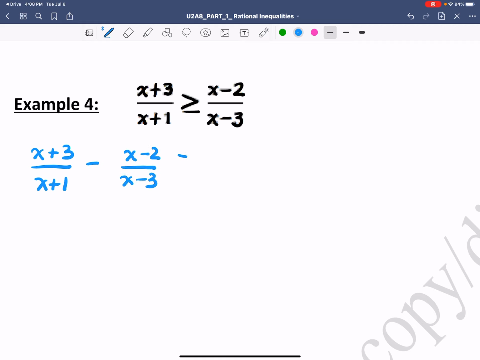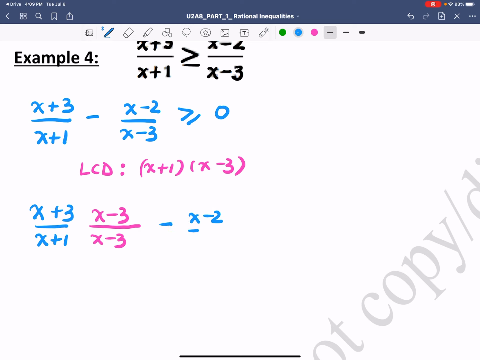Which means that we're now going to take a look at x plus 3 over x plus 1, and we'll multiply it by x minus 3 over x minus 3. So that's the same as the lowest common denominator. And then minus x minus 2 over x minus 3 multiplied by, this time, x plus 1 over x plus 1. Don't forget, bigger than or equal to 0. Now the denominator is the same, so we can draw a long line with a lot of confidence. X plus 1, x minus 3.